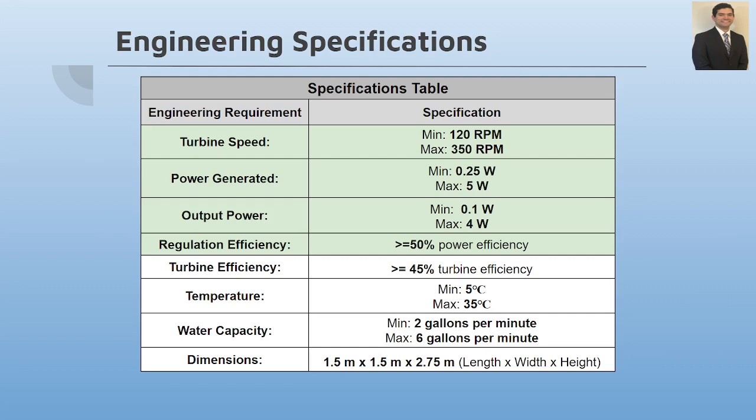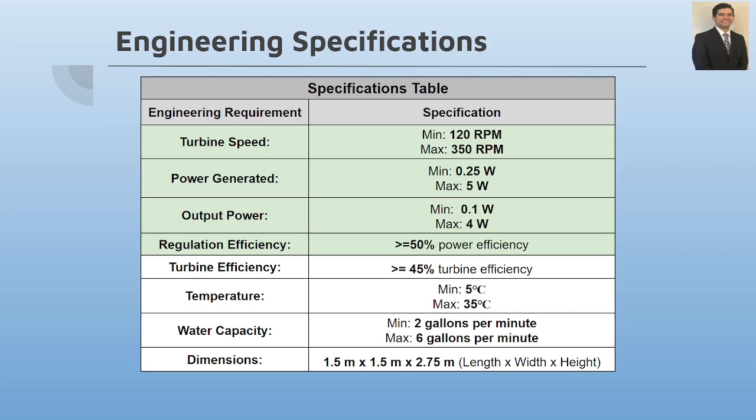Now let's see the engineering specifications of this project. The three main specifications we're going to demo are the turbine speed, the power generated coming from the motor, and the output power coming from the USB outlet. These three specifications will be calculated from the data gathered from the sensors and will be displayed on the LCD screen. The minimum turbine speed that we're expecting is 120 RPM, but based on the testing we have done so far, the turbine stays consistently in the range of 180 to 240 RPM using the pipe structure.